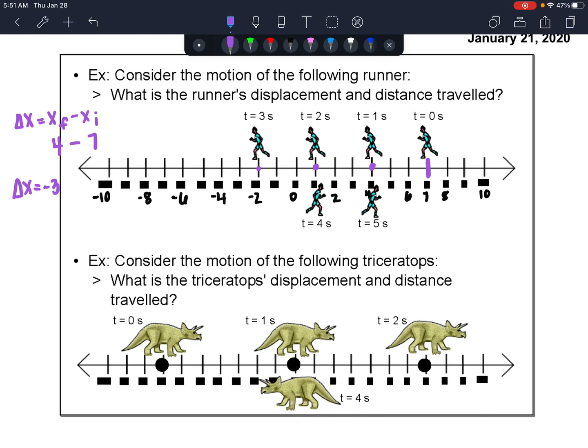I'm just going to do -3 instead of saying 3 to the left because I am lazy and trying to save my effort. So that's my displacement. I went -3 meters. My distance traveled is going to be different because I went here and then looped back around and went here.